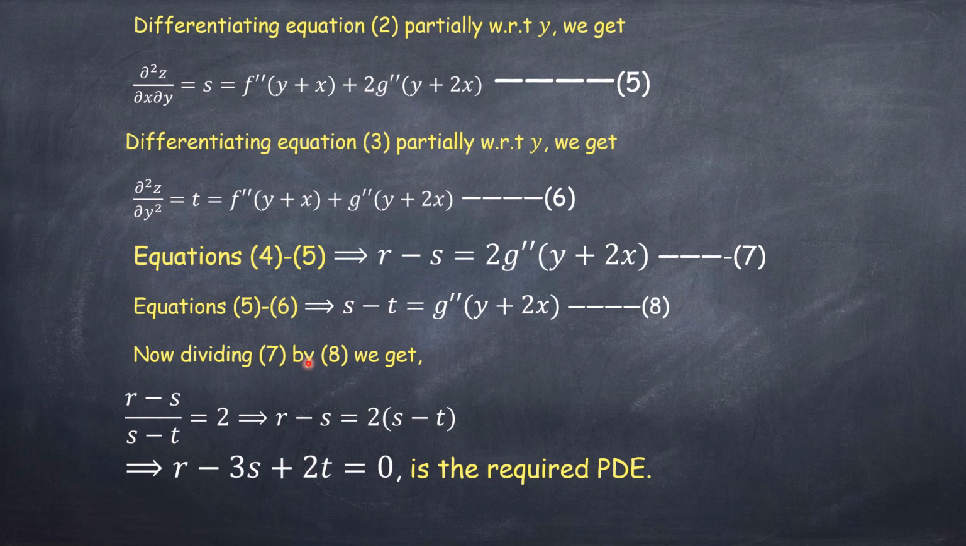While considering the subtraction or addition of two equations, make sure that at least one function vanishes. If you eliminated f double dash from 4 and 5, you must eliminate f double dash from 5 and 6 also. Don't eliminate g double dash here. Again, it will become very complicated to form the PDE. Okay, so moving to the next problem.